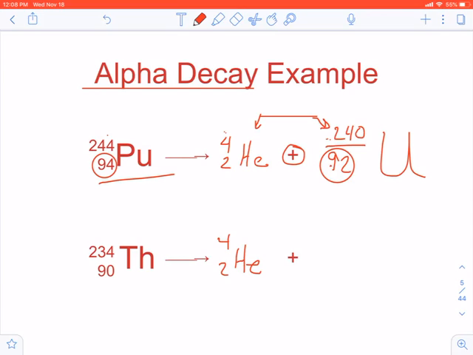All right, going down to the bottom, same idea. What plus 2 gets me 90? That's 88. What plus 4 gets me 234? That's 230, sorry. Now we look at the atomic number. We look up there and we find 88, which is not radon, it's radium, which is Ra. Again, if you have questions on how to do this, make sure that you ask me.